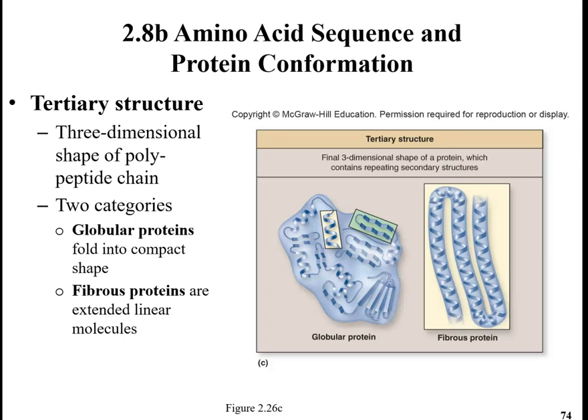So this is tertiary structure. This is when the alpha helix and the beta pleated sheet start to bend even more and create a unique three-dimensional structure. Globular proteins fold into a compact shape. Fibrous proteins are extended linear molecules. So here's the globular protein, and see how it's folded in to make a roughly spherical shape. And then here's the fibrous protein, and it's a long strand. An example of a fibrous protein might be keratin.